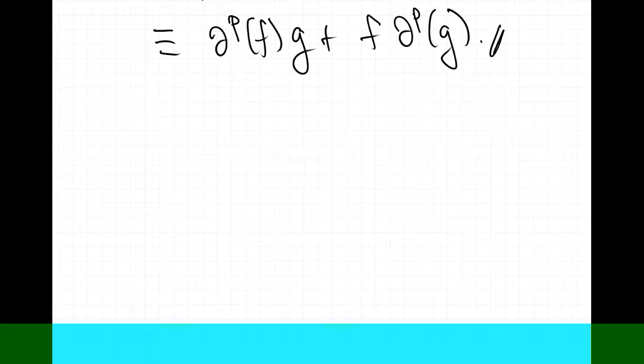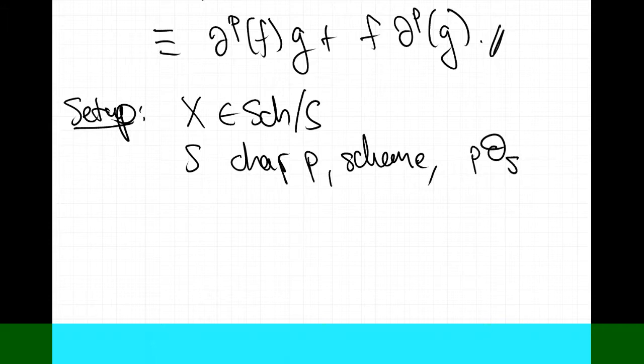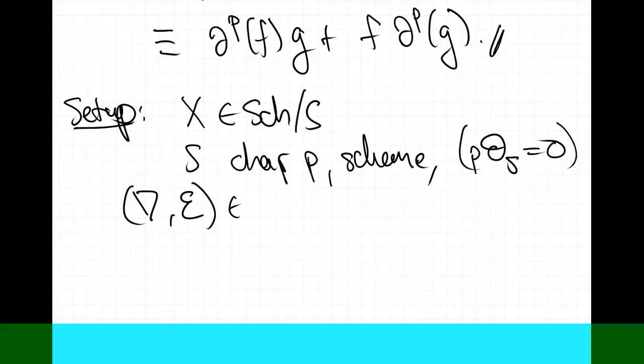Okay, so I'm going to go a little bit more general now to set up the definition of p-curvature. So we're going to let X be a scheme over S, and S is going to be a characteristic p scheme. So this means that p times O of S is equal to 0. And we're going to take an integrable connection. So let's say a locally free sheaf here, and so this is a vector bundle with connection on X, and this is going to be integrable.